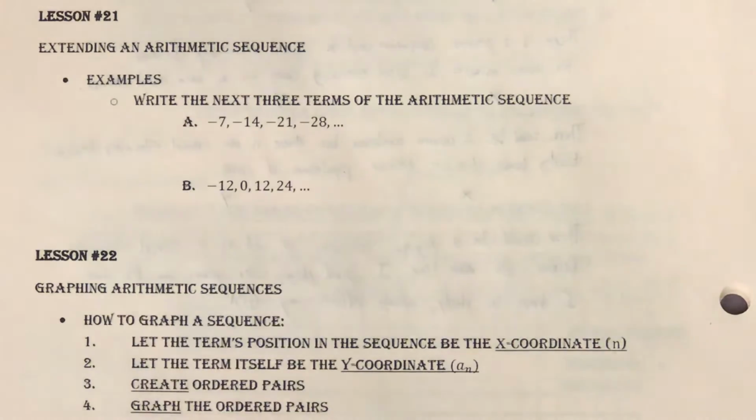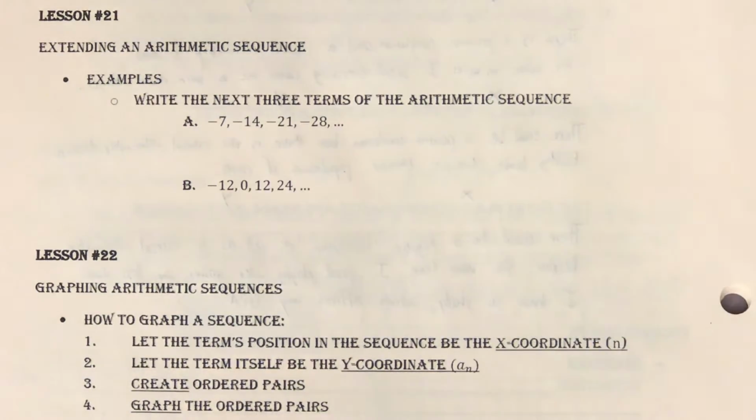So in lesson number 21, what we're going to talk about specifically is extending an arithmetic sequence. If they've given you a list of 3 to 4 numbers, can you figure out what's going on with them and then write the next numbers in that sequence?